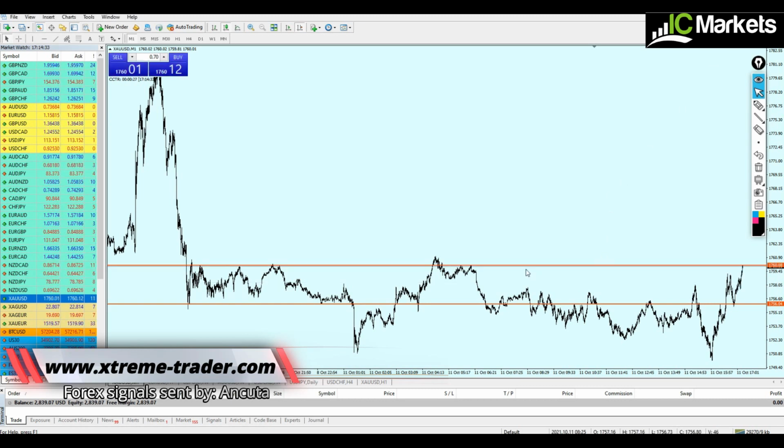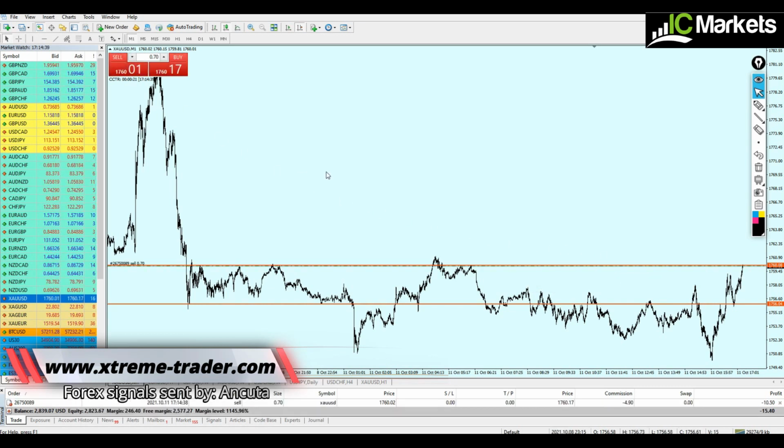The market has reached this resistance at 1760.08, and I'm going to place the sell order. And I placed it already. Perfect. Let me explain to you.